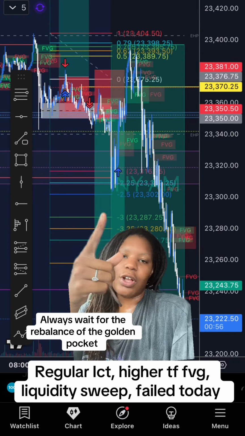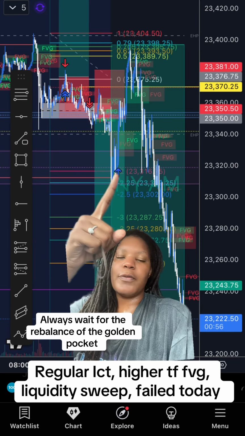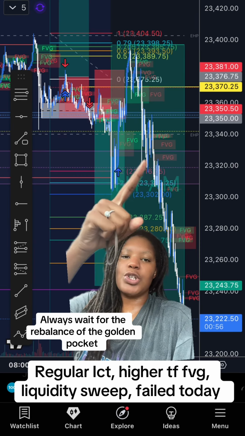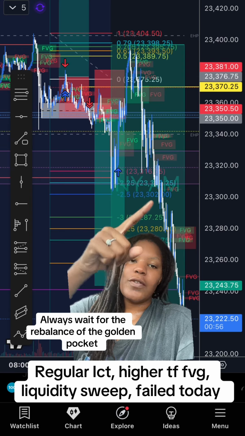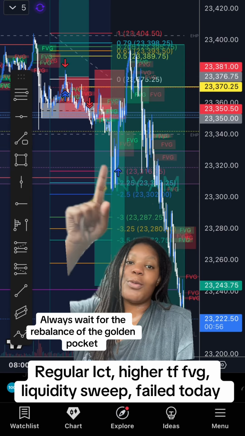I was up like $700 on this trade, and I was going to trail it, but we had this first presented fair value gap when we ran through it. And obviously when you trail, when it's actually standard deviation, you have nice areas to trail from. But it is what it is. Now I know to always wait for the rebalance.